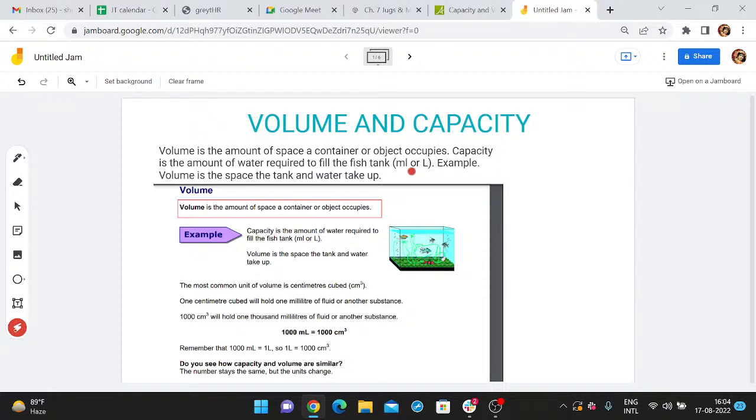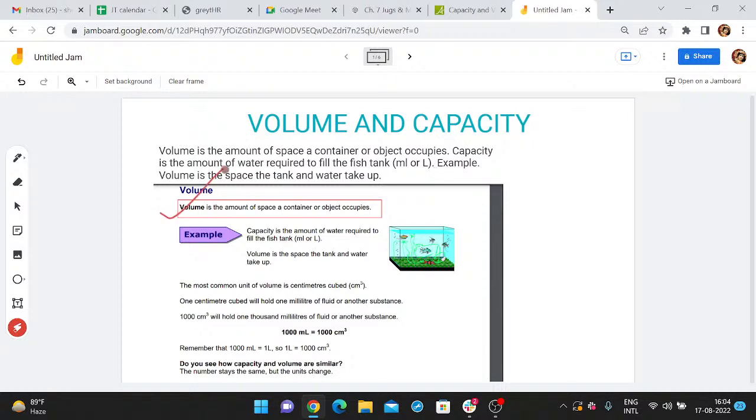हमारे पास कुछ बेसिक स्टैंडर्ड यूनिट्स होते हैं जो हमें लीटर्स टू मिलीलीटर्स जाने में और मिलीलीटर्स टू लीटर्स जाने में हेल्प करते हैं, because आपके पास काफ़ी सारे ऐसे कंटेनर्स होते हैं जो मिलीलीटर्स में होते हैं, जिनकी कैपेसिटी कम होती है, यूजुअली हम उनको मिलीलीटर्स में मेजर करते हैं। जो बहुत बड़ी चीज़ें होती हैं जैसे पेप्सी की बॉटल या मिल्क, जो हम 1 लीटर मिल्क लेते हैं, उसके लिए हम लीटर्स यूज़ करते हैं। ठीक है, so example is volume is the space the tank and water take up.